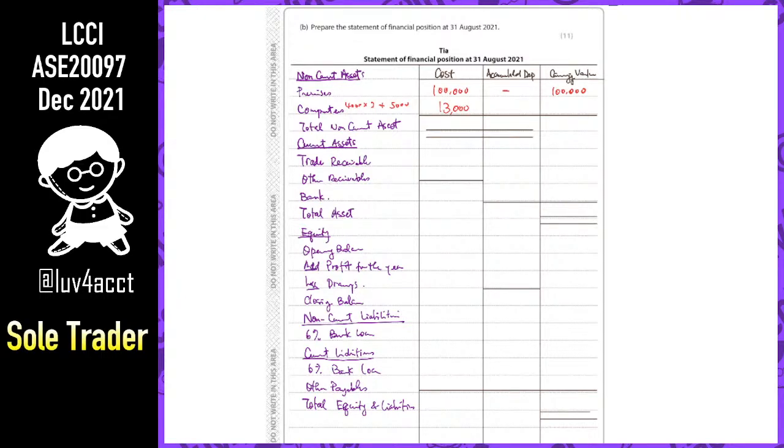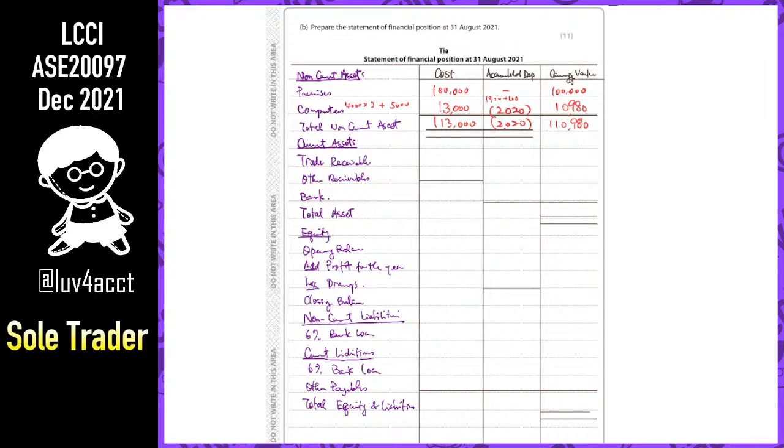Accumulated depreciation is 1,920 plus 100, so it would be how much? 2,020. Negative 13,000 gives 10,980, so total 110,980. Okay, let me use another color for current asset.